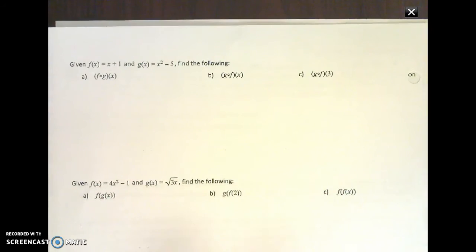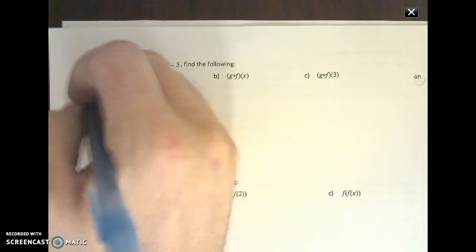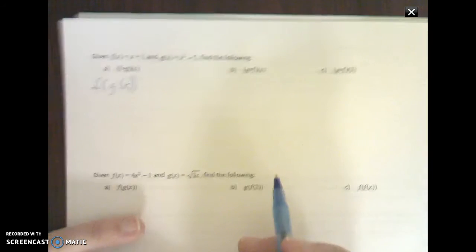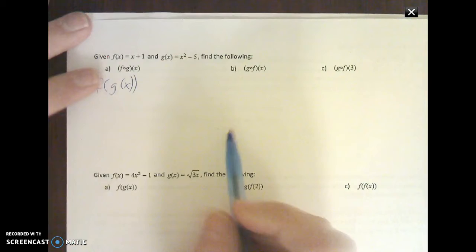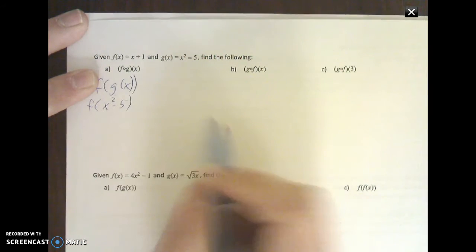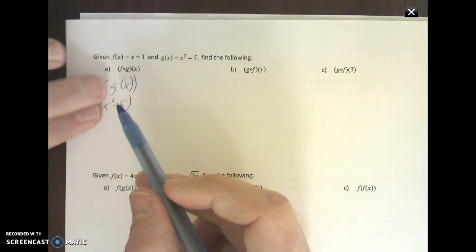Okay. So now let's step the difficulty up a little bit, see how we do with this. Given f of x is equal to x plus 1 and g of x is equal to x squared minus 5, find the following. I write this as f of g of x. Guys, I know the numbers on the last page are simple. I'm doing the exact same thing. G of x is this, x squared minus 5. All I'm doing is replacing g of x with x squared minus 5.